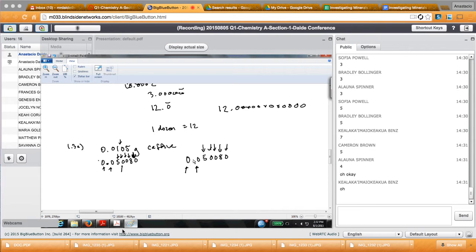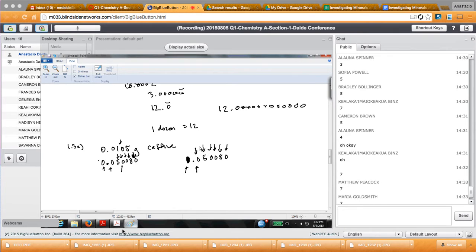By the way, here I got a question for you. What if I change this to a 1? Now how many significant figures do you see? 7. Because this one becomes a captive 0. Got it?